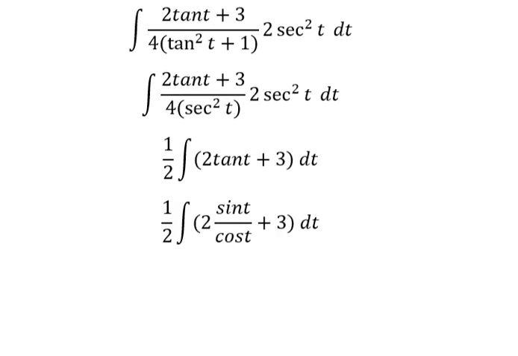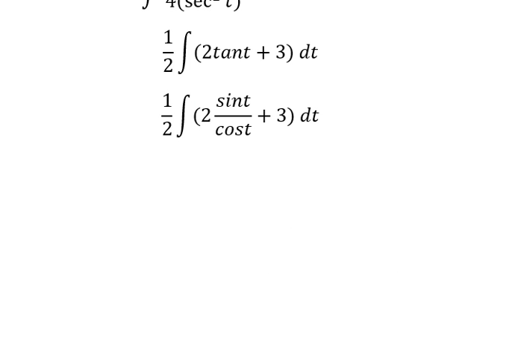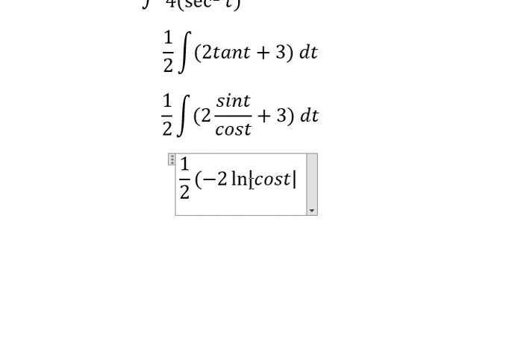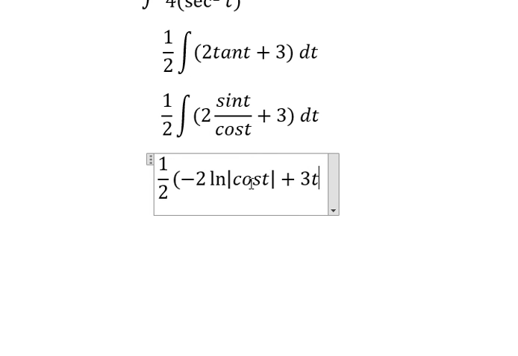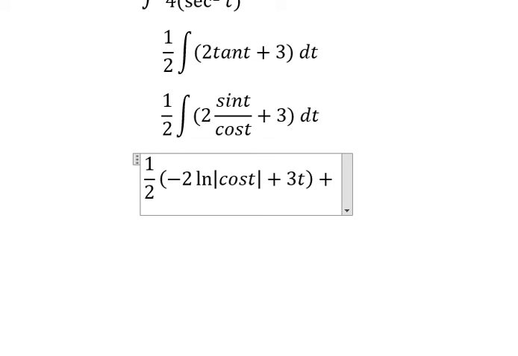And now we have the final answer. The integration of this one, we have negative number 2 ln of the absolute value of cosine t. Number 3, that is 3t. And I will put c.